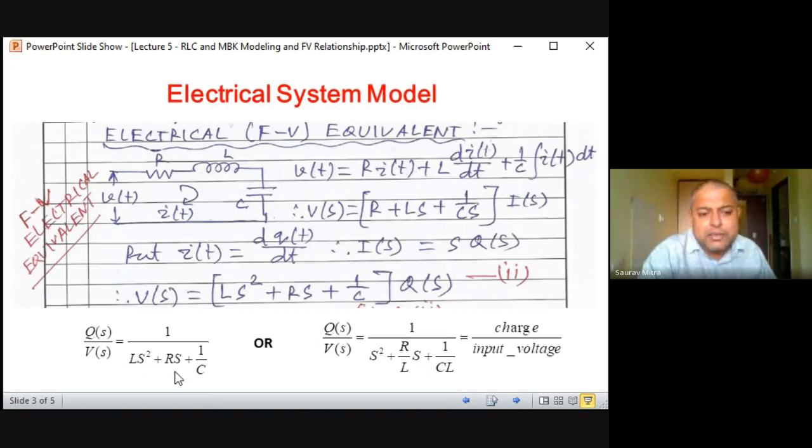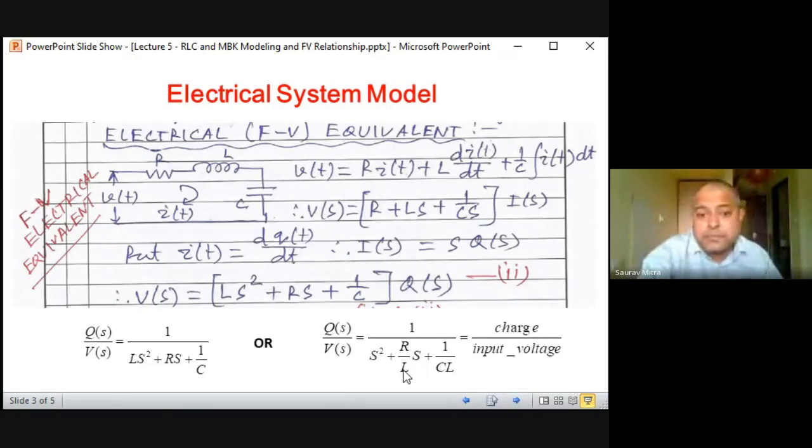Now take this L into the denominator. So in the numerator there is a mistake, it should be 1 by L. And this should be S square plus R by L into S plus 1 by LC, which is equal to charge by input voltage. This is what you have to remember: output upon input, that is charge by input voltage.